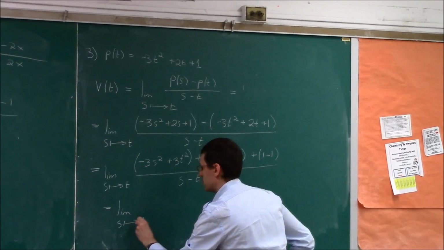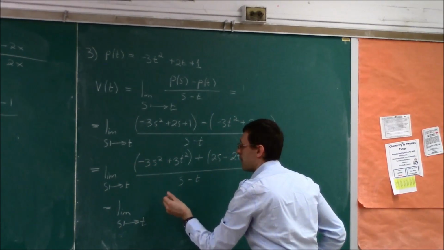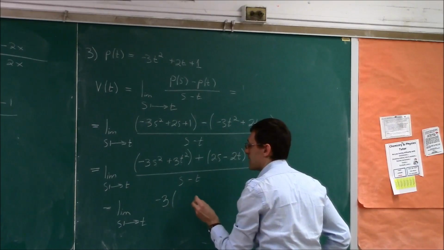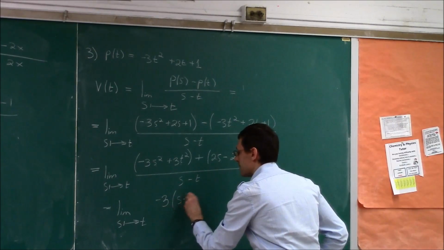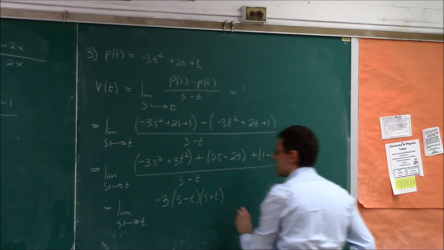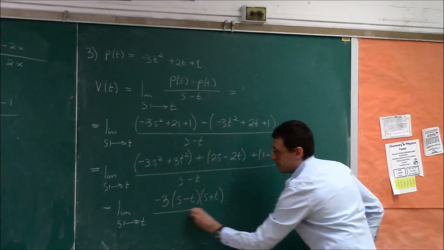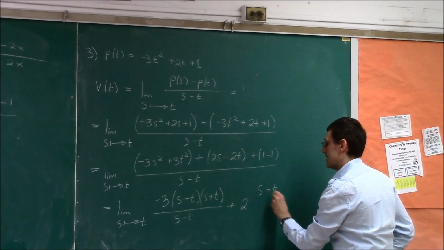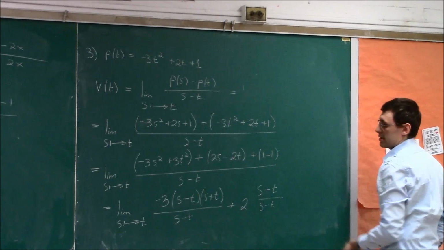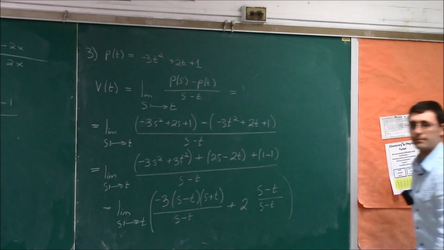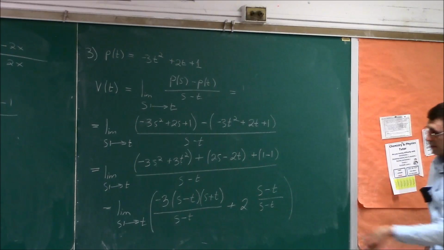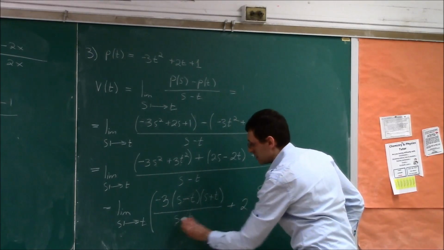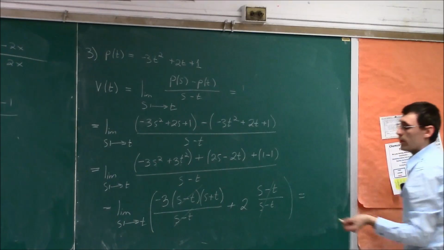So this is the limit as s goes to t of, I can factor out minus 3. And here I can write s squared minus t squared as s minus t times s plus t. And I can write here 2 times s minus t, over s minus t, and this is just 0. Okay? So this is what you call algebra. You just group it around. This is the difference of squares. You factor the difference of squares, and then you're able to cancel.